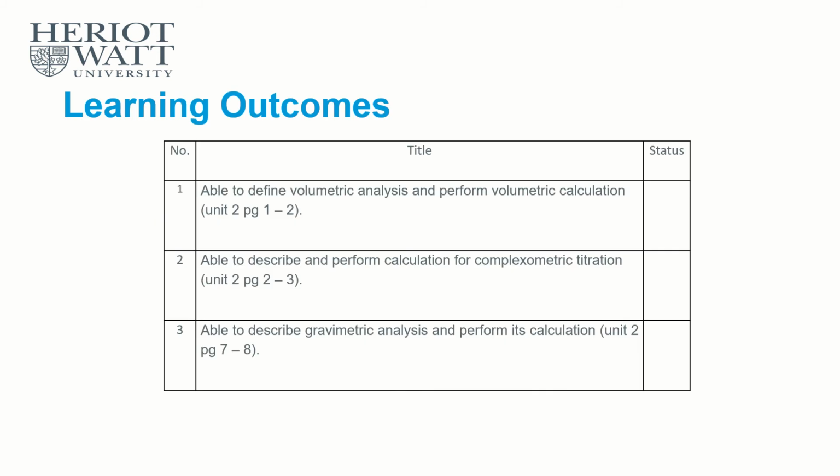Now let's look at the learning outcomes. Number one, we must be able to define volumetric analysis and perform volumetric calculations. Basically acid-base titrations, and we do all the mole calculations, right? Next, we must be able to describe and perform calculations for complexometric titrations. Complexometric titrations involve complex ions, which we're going to learn about in a while. The third one will be to describe gravimetric analysis and perform its calculations. So this is what I meant just now: to calculate the amount of precipitate formed, and then from there do a backward calculation to get the amount of ions in it.